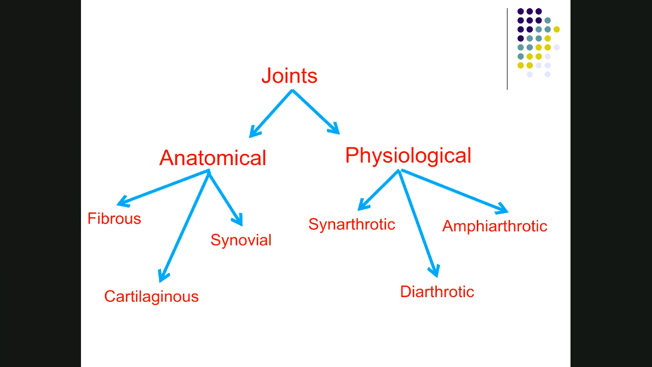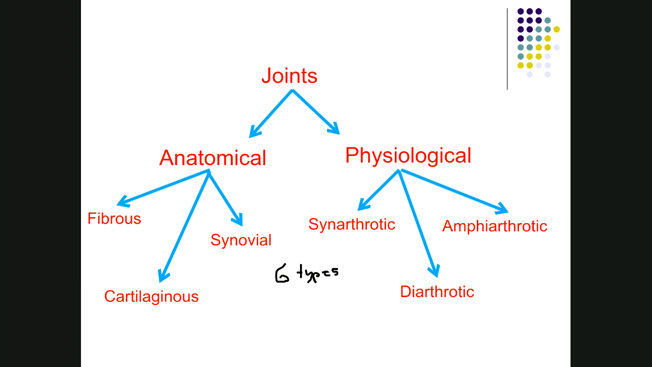So those are the 6 types of synovial joints. Remember, there were some characteristics that all of these had. They all have a cavity. They all have an articular capsule with 2 layers. They all have synovial fluid. They all have articular cartilage on the ends of the bones.